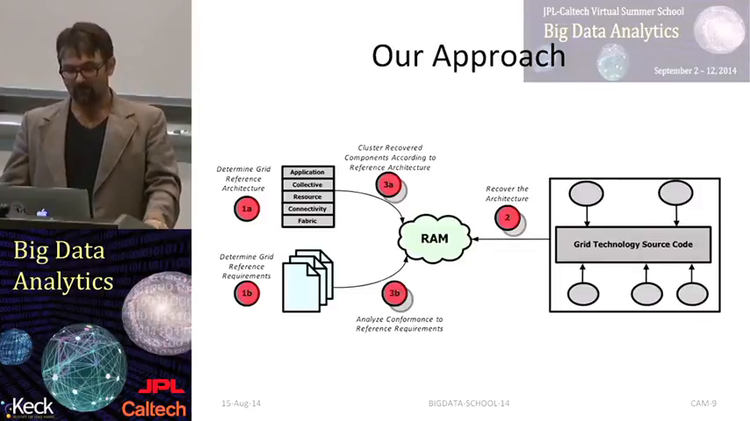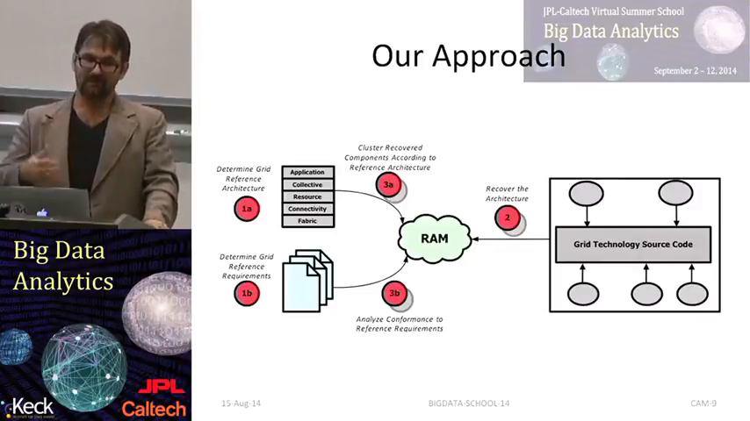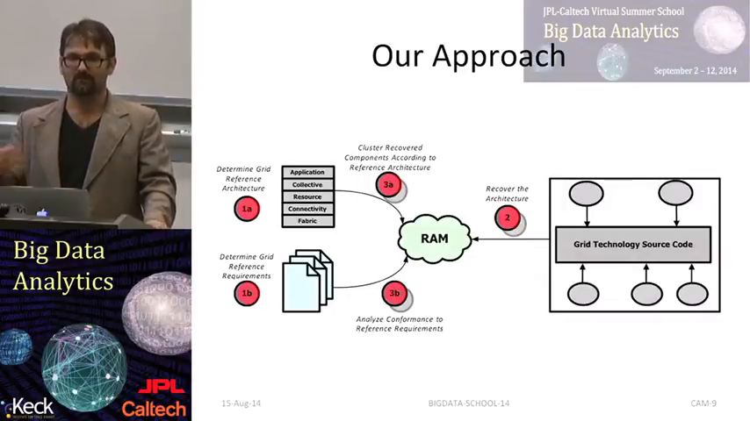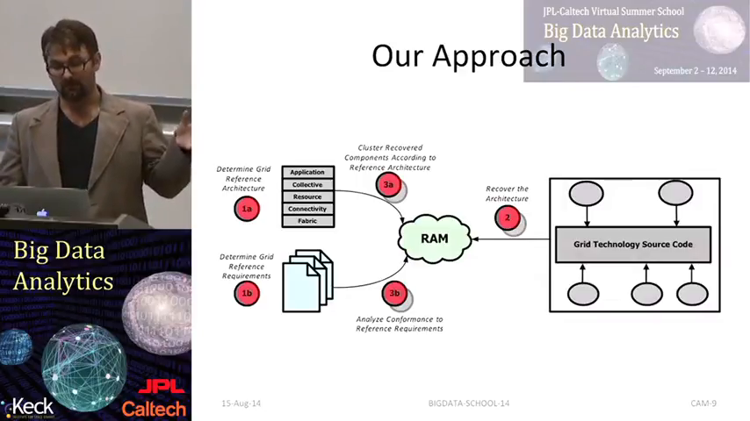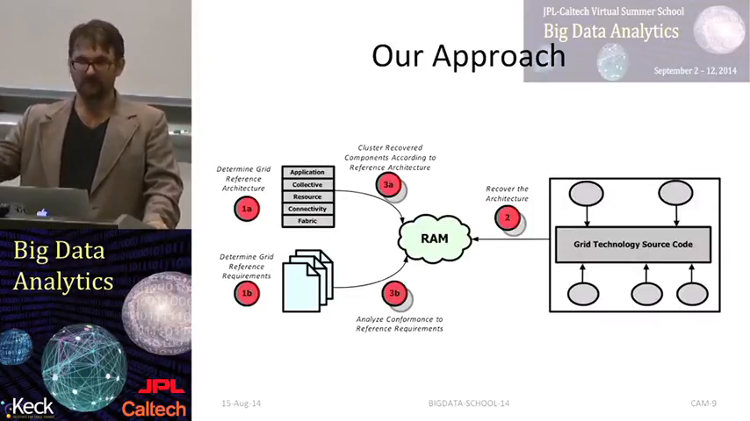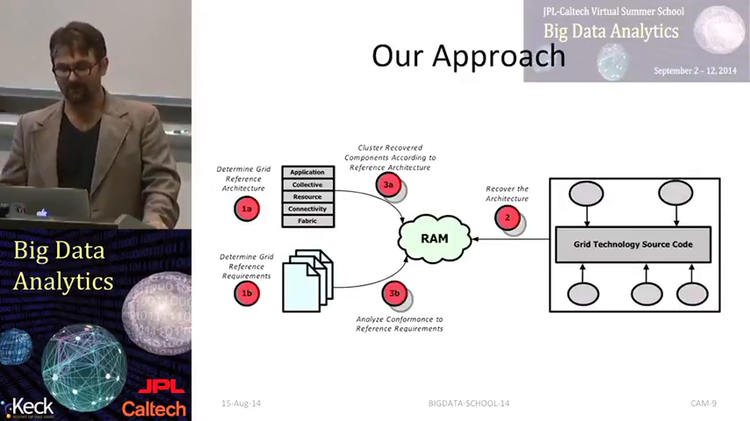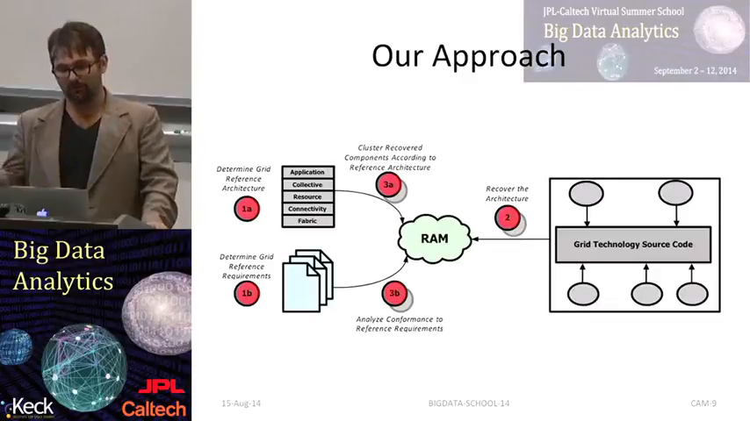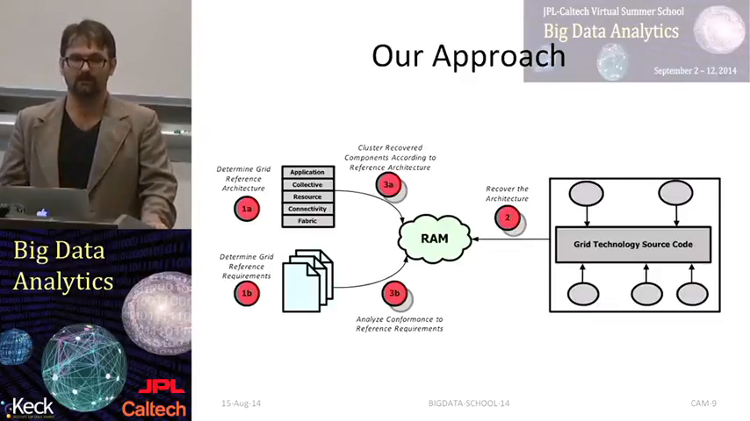The reference requirements were distilled by studying those papers and the data grid paper, amongst others, these 4 seminal papers. And then for each grid technology source code there on the right, we took the source code, any documentation, anything else we found, and we ran it through this focus process to produce this initial recovered architectural model.